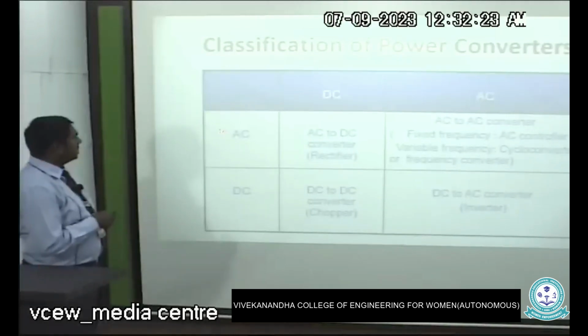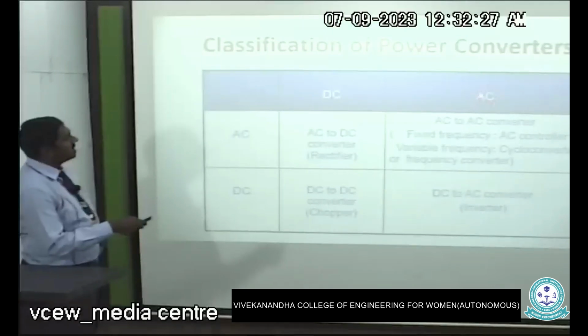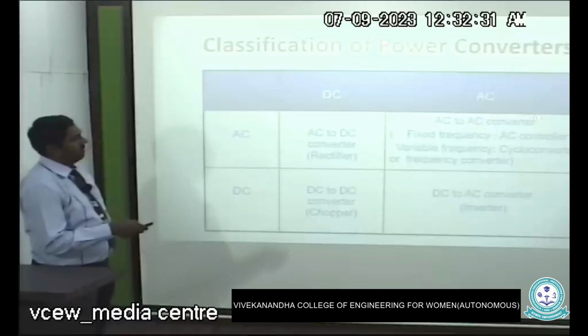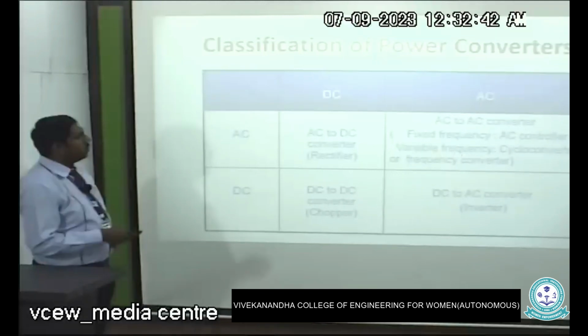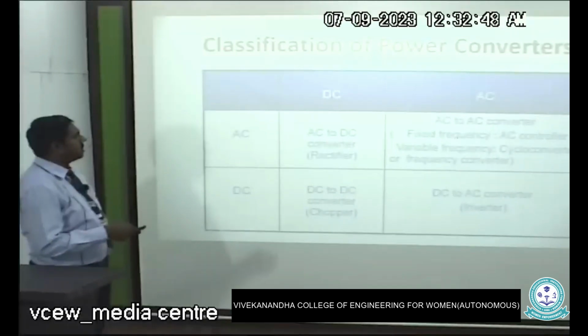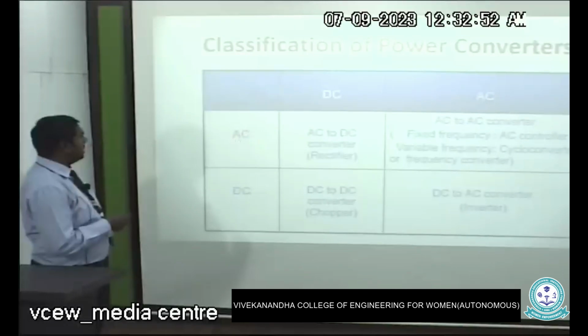Here, the AC supply is converted again into an AC supply, that is an AC to AC converter. This AC to AC converter has further classification. One is fixed frequency, that is an AC controller. The other is variable frequency, that is a cycloconverter or a frequency converter. These two types of converters take an AC input.